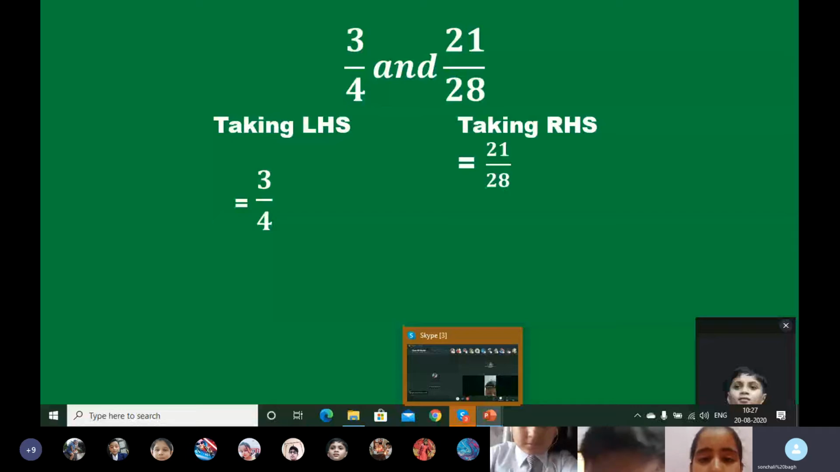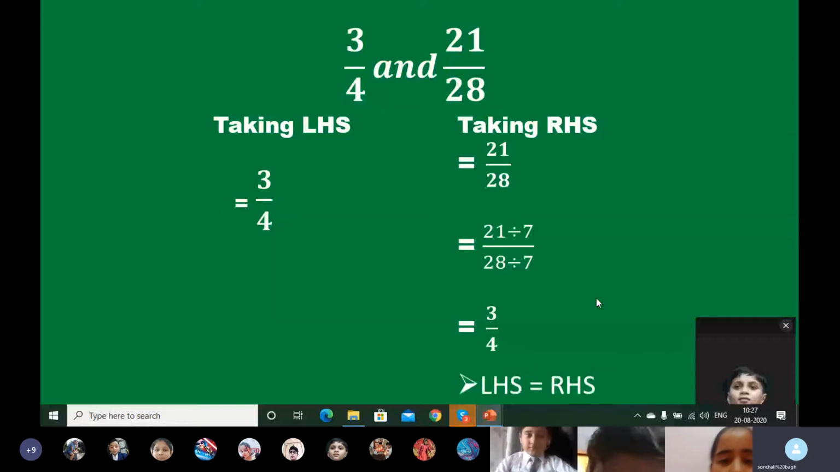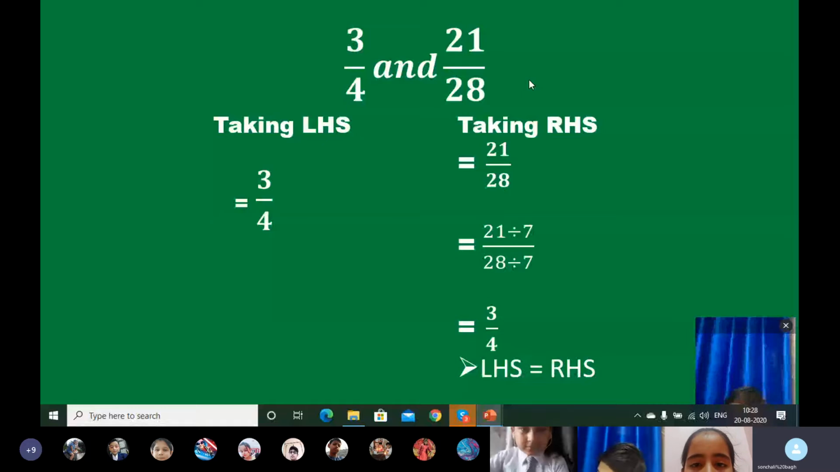If I divide the numerator and denominator of 21 by 28 by 7, then what do I get? 3 by 4. So you can see 3 by 4 on the LHS and RHS are equal. That means 3 by 4 and 21 by 28 are equivalent fractions. Clear? Any confusion?